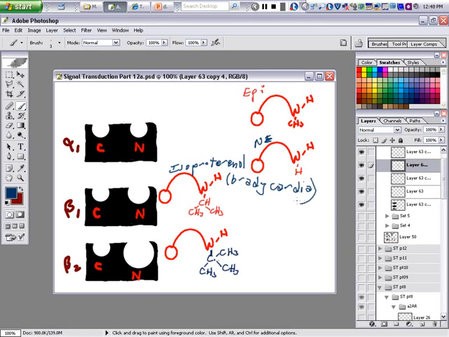Okay. And the last drug here, what's the name of it? Albuterol. Oops, let me see here. Let's see if I'm on the right layer. Albuterol.